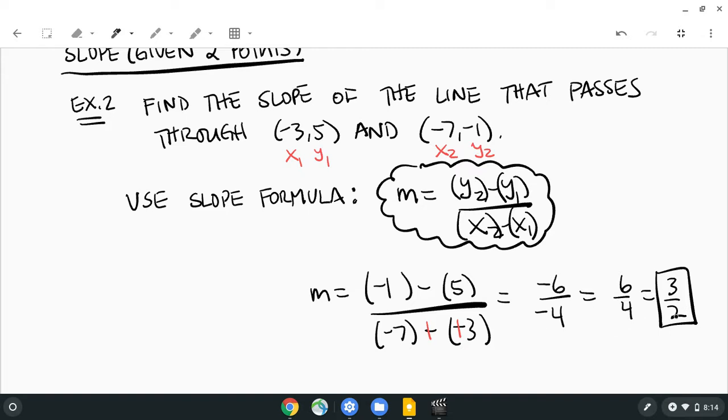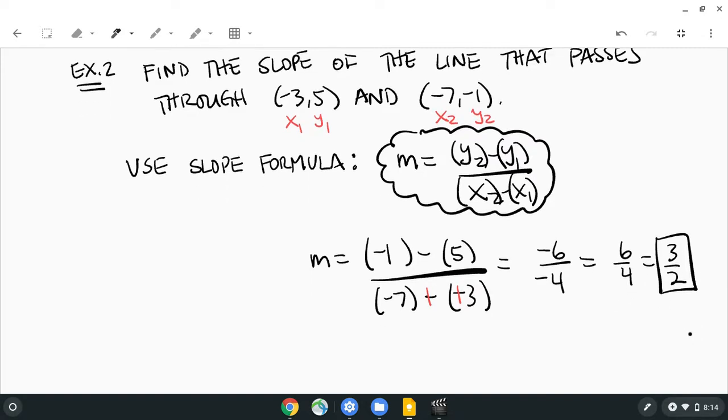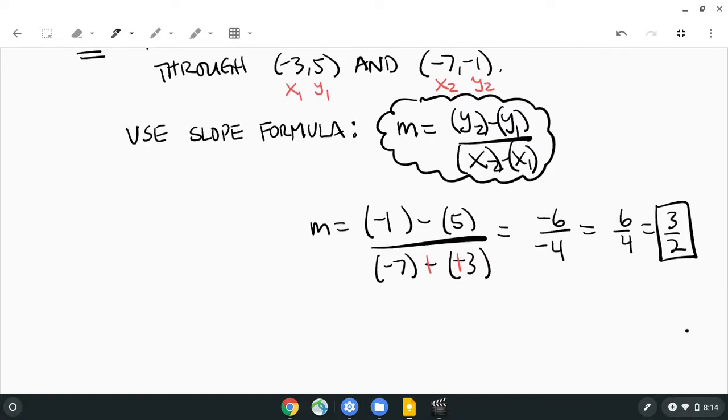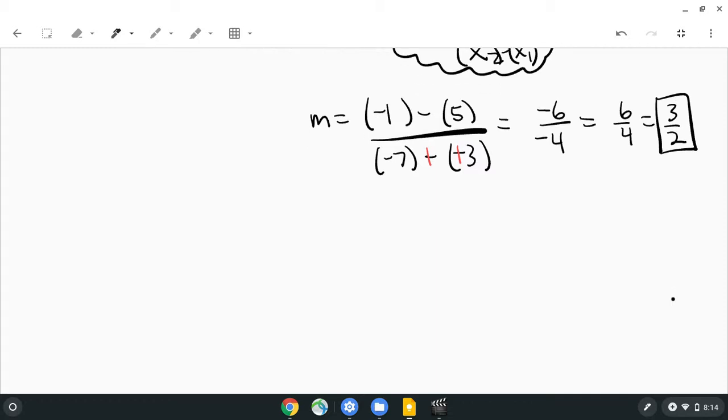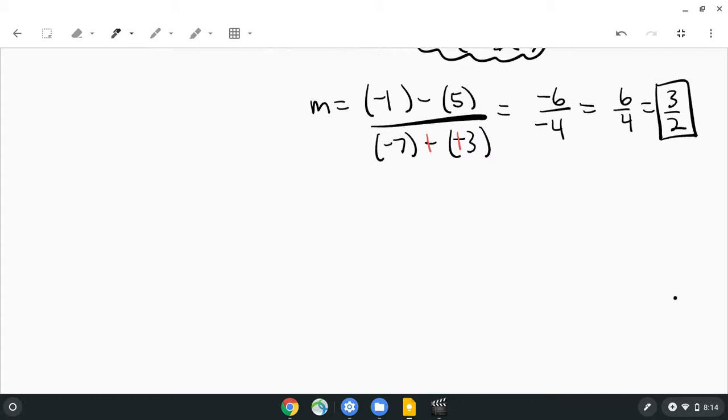So just leave it like this. You don't have to change it to 1.5. When it's written as 1.5, it's kind of hard to tell what the rise is, what the run is. Okay? All right. And then the third case, the slope given an equation.